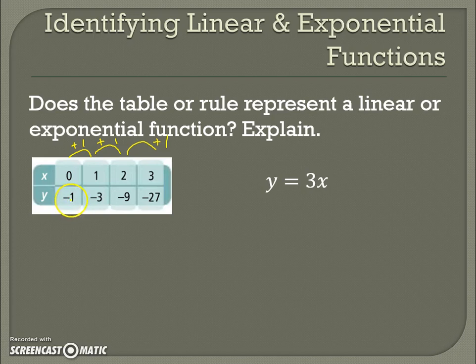I want to know, is there a way I can get from this to this consistently every time? Well, I noticed that this times 3 is that, times 3 is that, times 3 is that. All right, so for this one, I'm repeatedly multiplying. Repeated multiplication is what an exponent is. Here's what I mean. If I have 2 cubed, that means repeated multiplication of 2, or 2 times 2 times 2. So anytime I have repeated multiplication, that's when you need to think exponential. All right, so here, this is an exponential function.